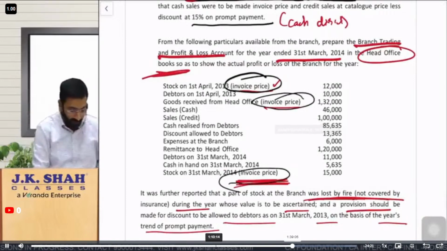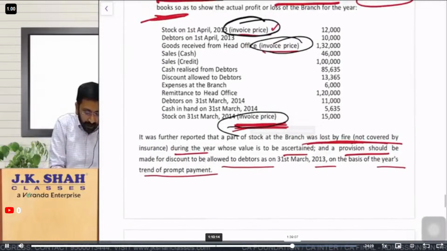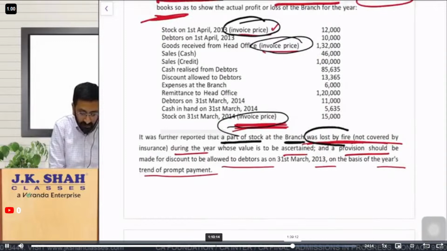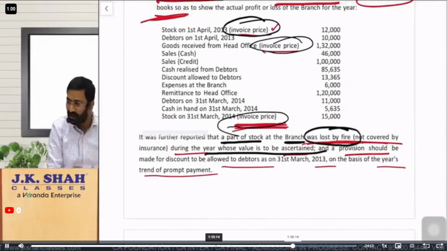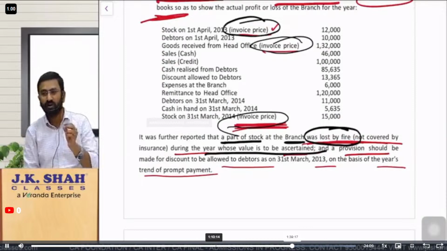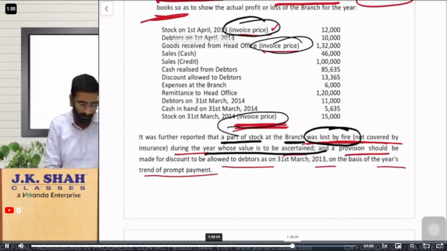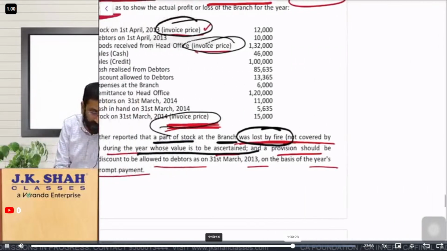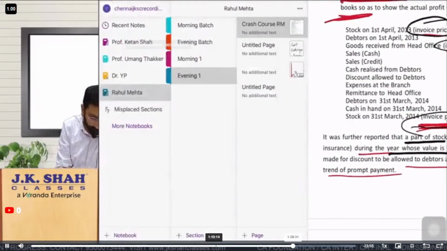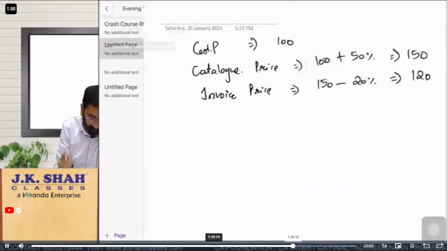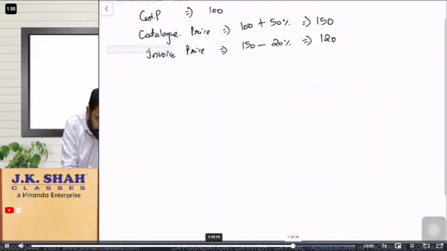Apart from that, they say a part of the stock at the branch was lost by fire whose value is to be ascertained. Goods lost, you have to find out. Will you try or will we do it together? We'll do together? Okay, right on. So working note 1: calculation of goods lost. This is working note 1.